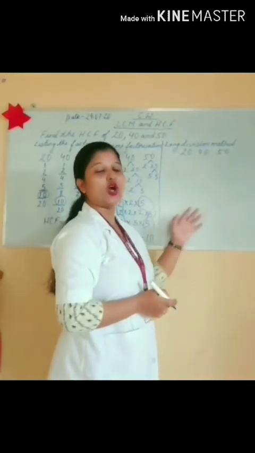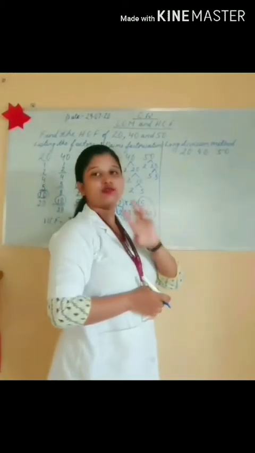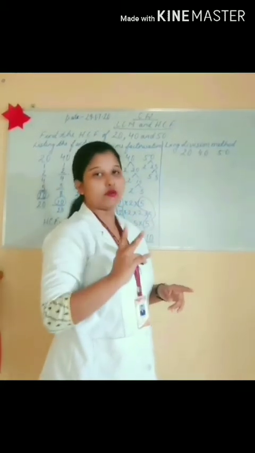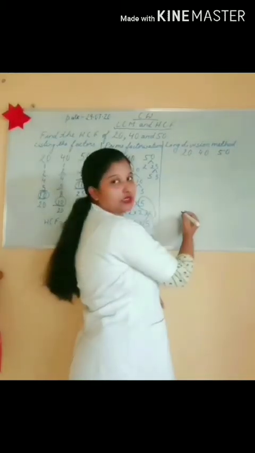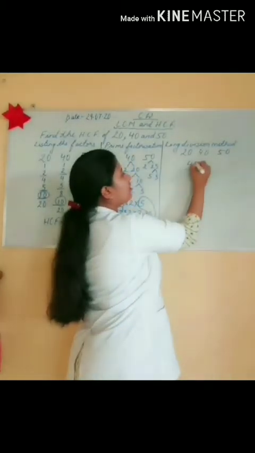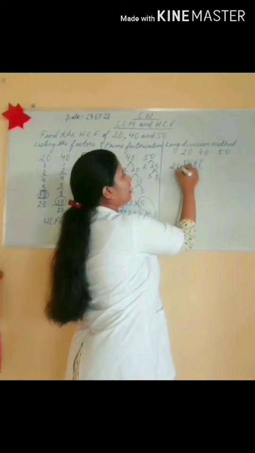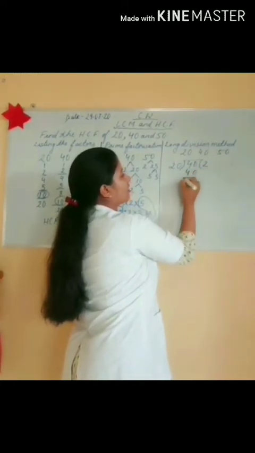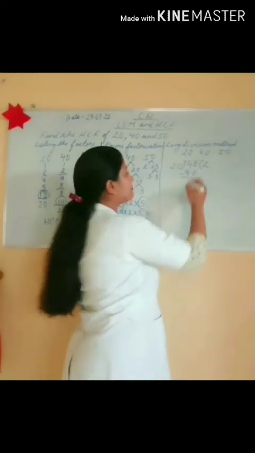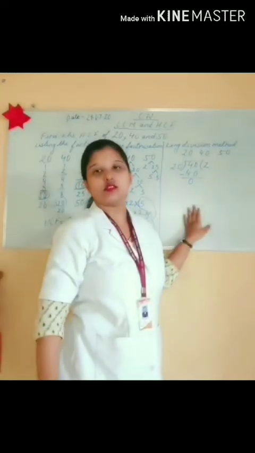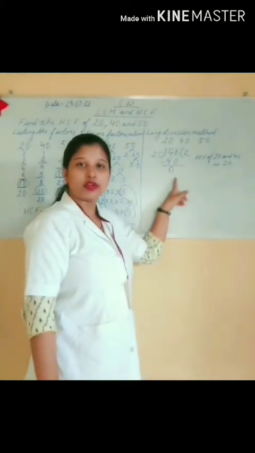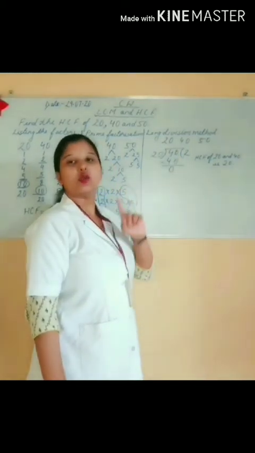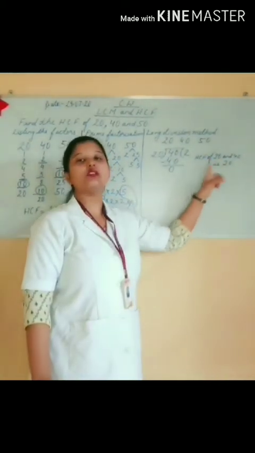Our next method is long division method. Here we have 3 numbers, 20, 40 and 50. At first we have to take 2 numbers. We will take 20 and 40. Now we will divide 40 by 20. 20 times 2 gives us 40. Now we will subtract. Our remainder is 0. With 20, 0 is the remainder. Therefore, HCF of 20 and 40 is 20.